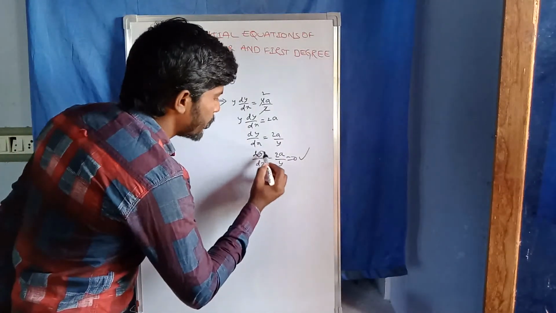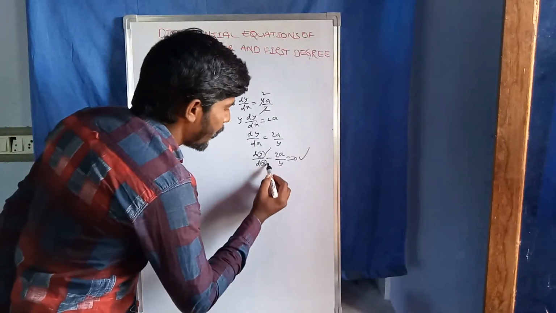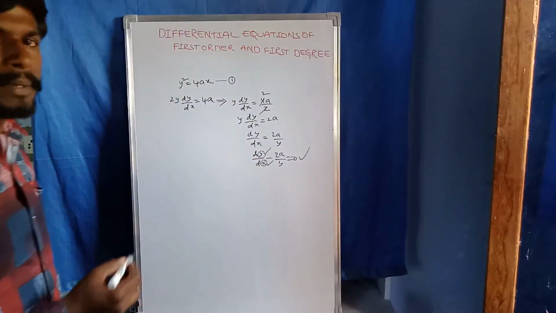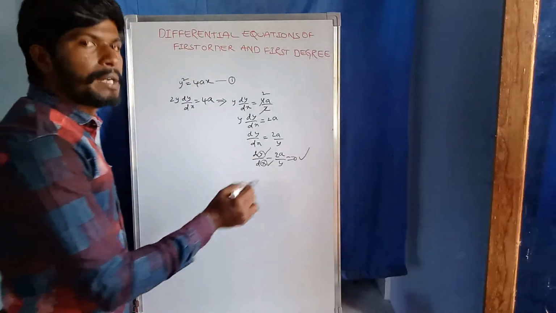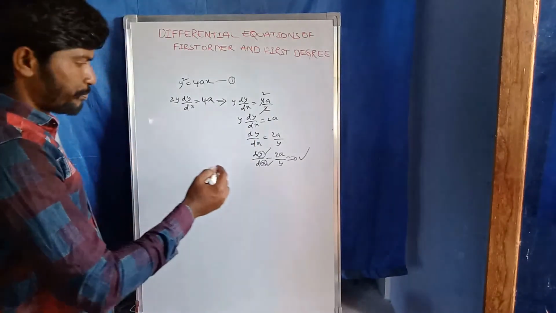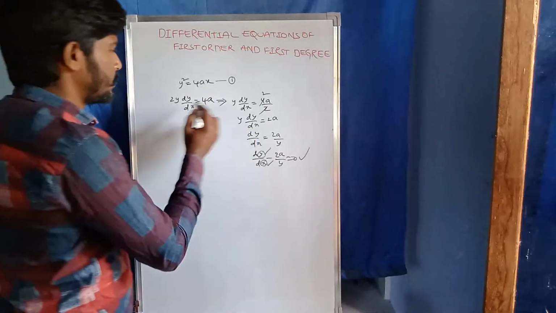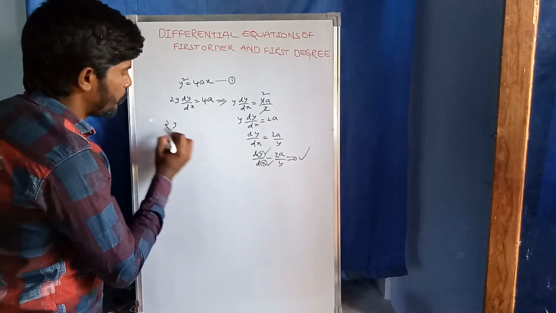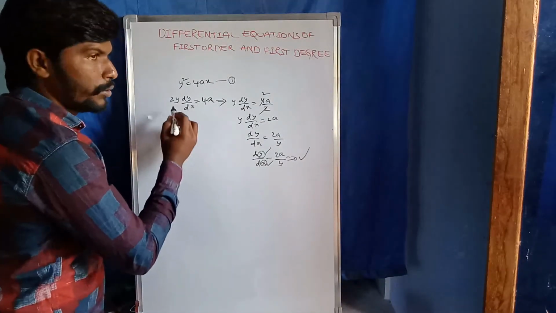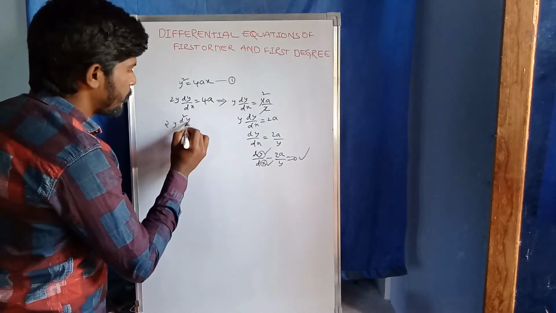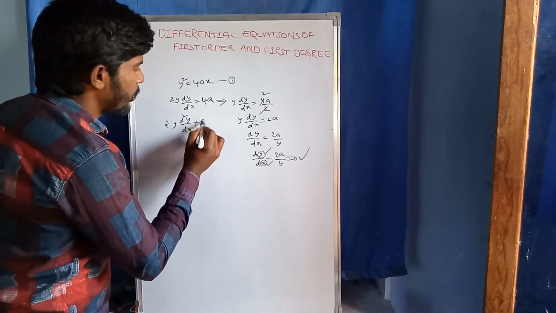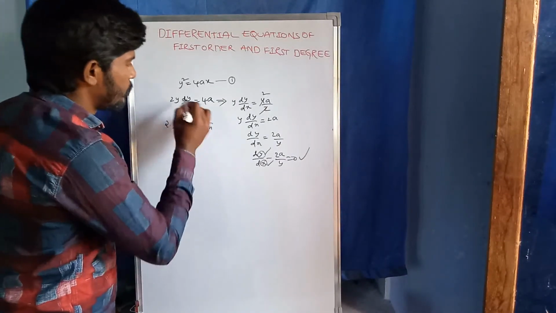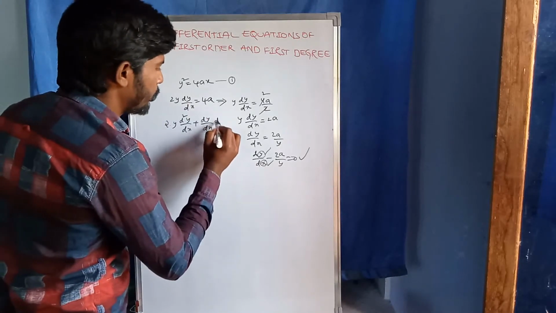Y is the dependent variable and x is the independent variable. Now again differentiate on both sides. Now 2 into y, using the uv formula: u into v dash, d square y by dx square, plus v into u dash, dy by dx.